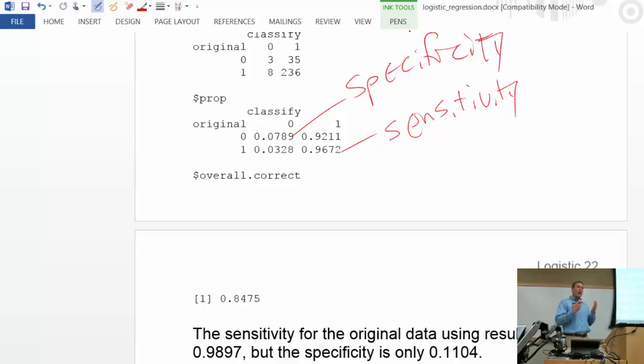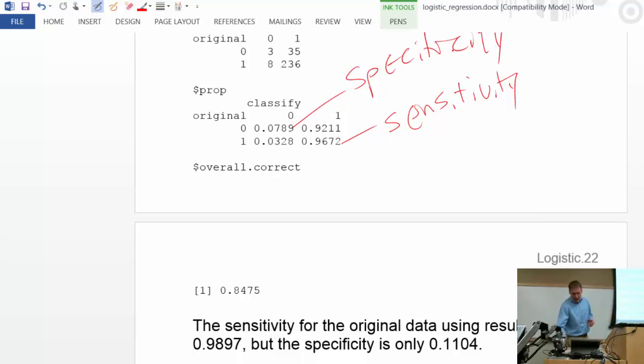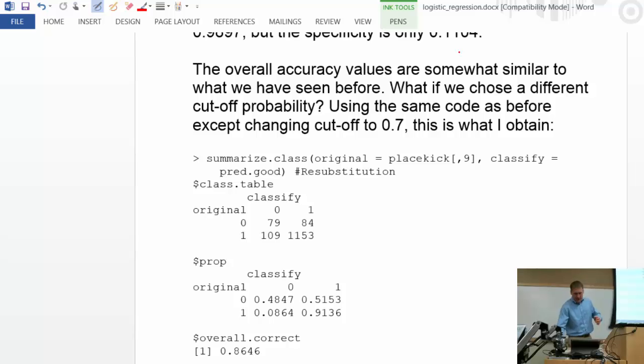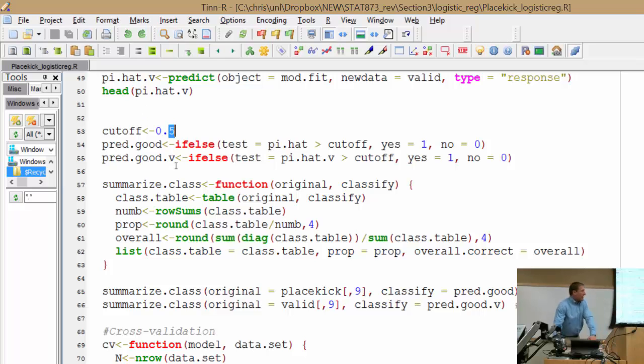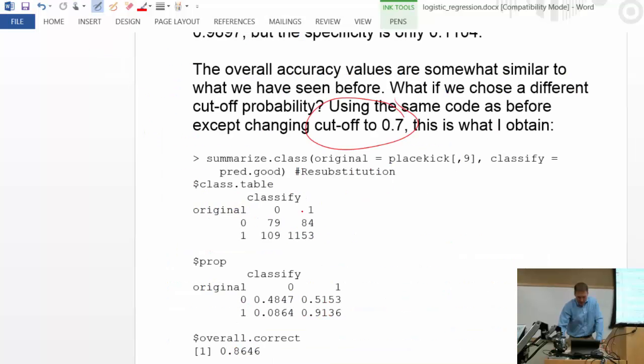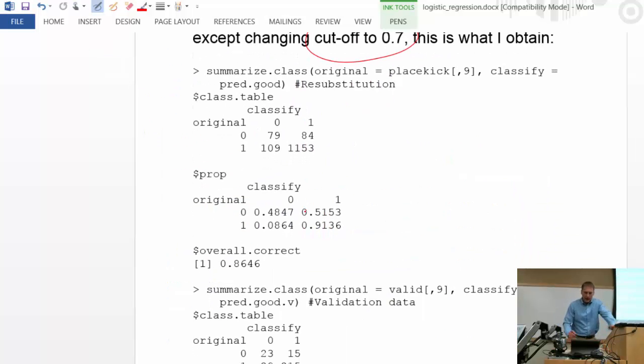Well, what would happen, though, if I changed my cutoff probability? Are things going to improve? Well, let's try it. How about we just try cutoff probability of 0.7, just to see what would happen. So what that means then, in terms of coding, all I need to do is change that 5 to a 7 and run exactly the same code. Okay? Very simple. And this is what I get. My sensitivity now goes down. It's now 0.91. This is resubstitution.